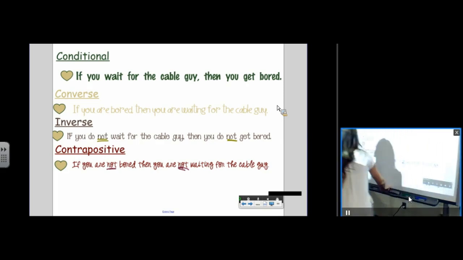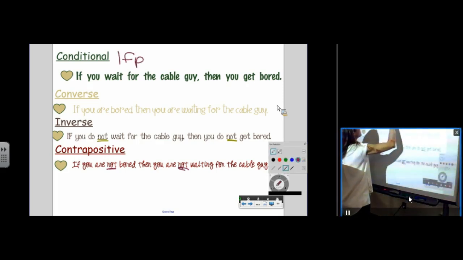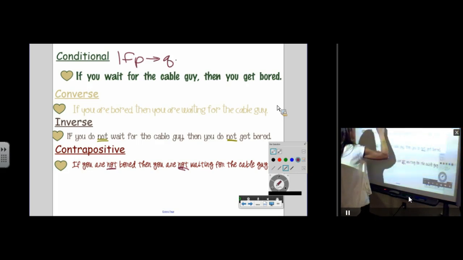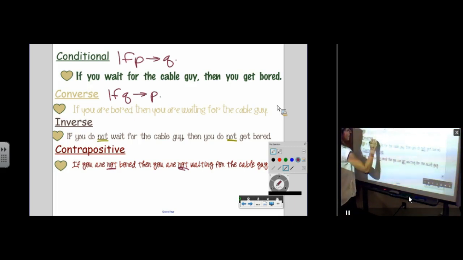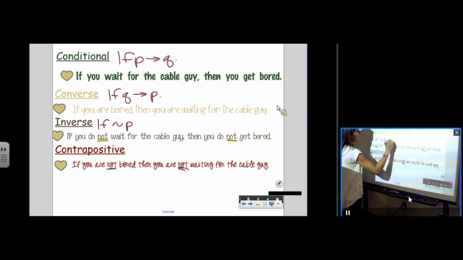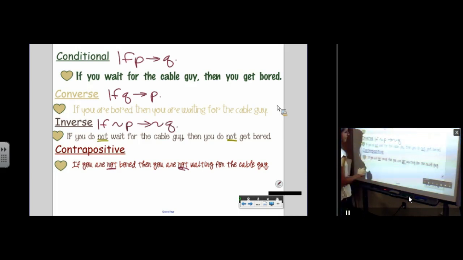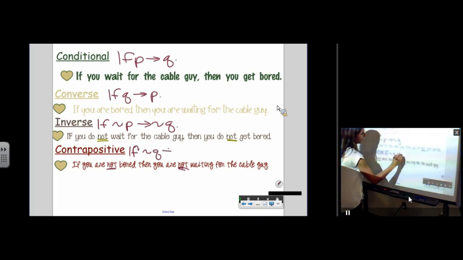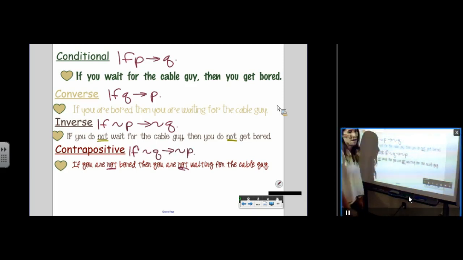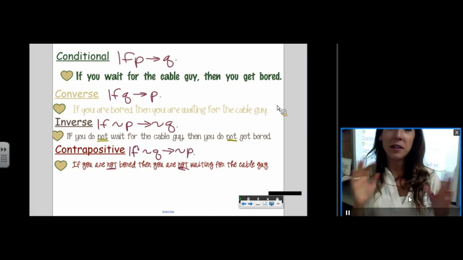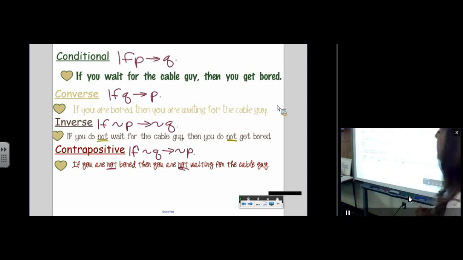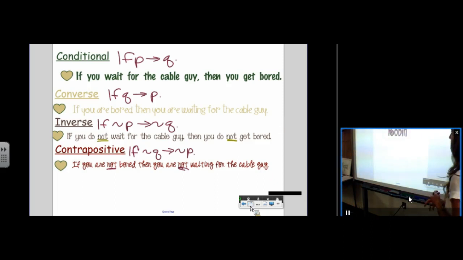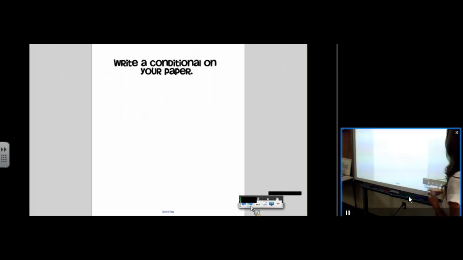So here's all the notations. If hypothesis, then conclusion. If conclusion, then hypothesis. If not hypothesis, then not conclusion. And if not conclusion, then not hypothesis. So you're going to get to play with this a lot on your homework. You'll get to feel more comfortable with the words and more comfortable with moving these sentences around. That's an activity we're going to do tomorrow.